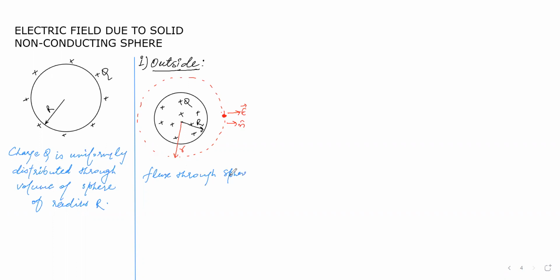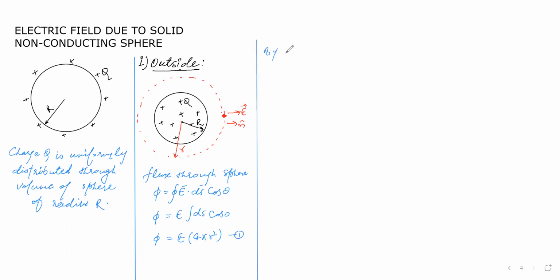Flux through sphere. Phi is equal to the integration of E dot ds, or it can also be written as E dot ds cos theta. You can write here E dot ds cos of 0. Finally, you get phi is equal to E into 4 pi r square. This is your equation number 1. And now we are going to use the Gauss law.